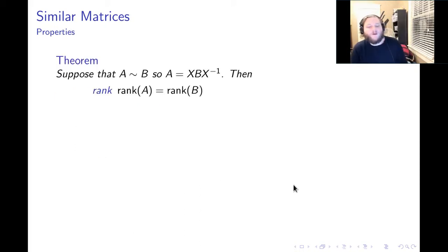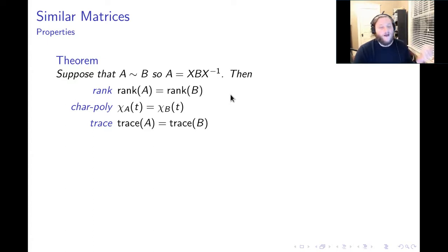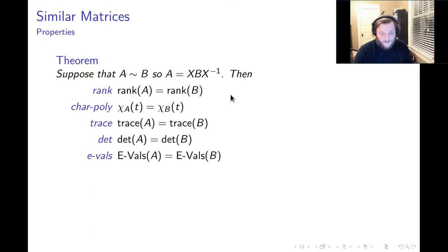Now, why do people care about similar matrices? Well, it turns out that similar matrices have a lot in common. They're not identical, but they have a lot in common. For example, if A is similar to B, then A and B have the same rank. They also have the same characteristic polynomial. And the characteristic polynomial encodes a lot of important information relevant to a matrix. Since A and B have the same characteristic polynomial, they'll have the same trace and the same determinant. They'll also have the same eigenvalues because the eigenvalues of a matrix are the roots of the characteristic polynomial.